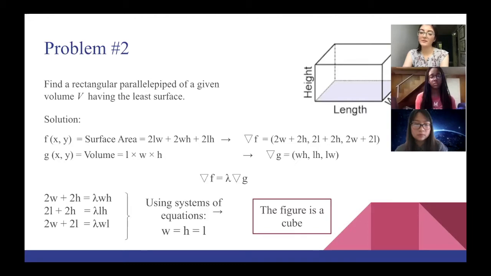So we take the gradient of each of those, and then we can set them equal to each other, where the gradient of f is equal to lambda times the gradient of g, where lambda is equal to some constant. So when we solve this system of equations, we find that w equals h equals L. And as a result, we know that the length is equal to the height is equal to the width, which would describe a cube. So then we can say that a rectangular parallelepiped with a given volume V has the least surface area when that rectangular parallelepiped is a cube.